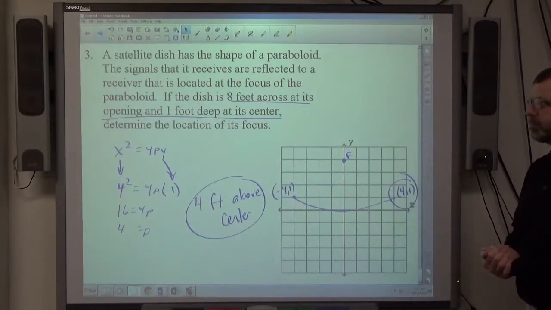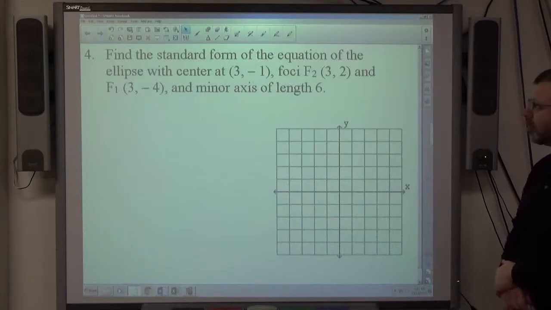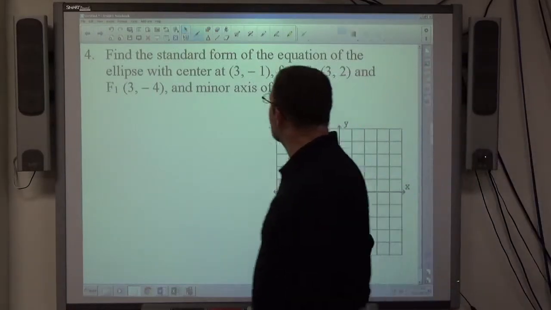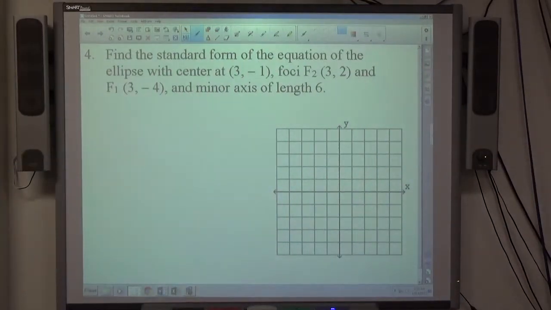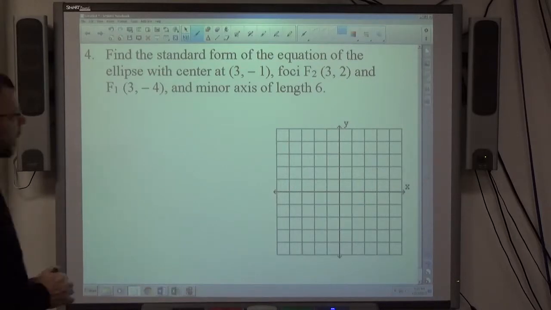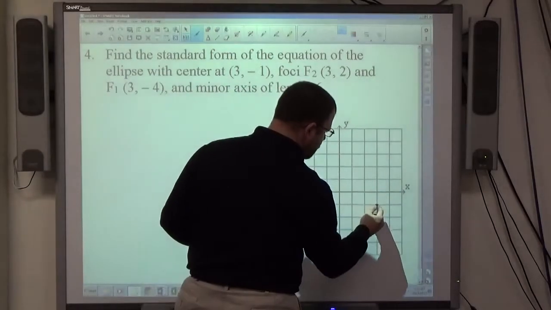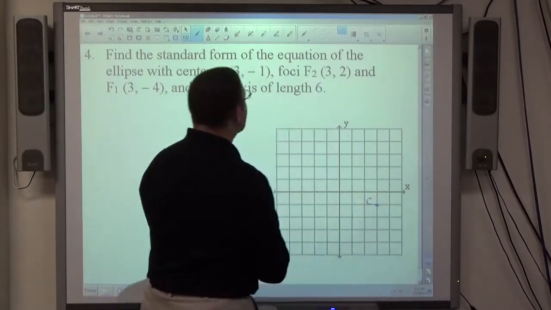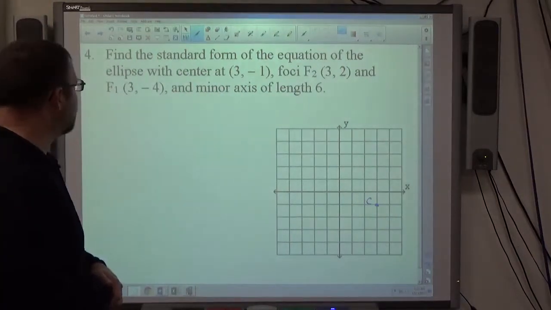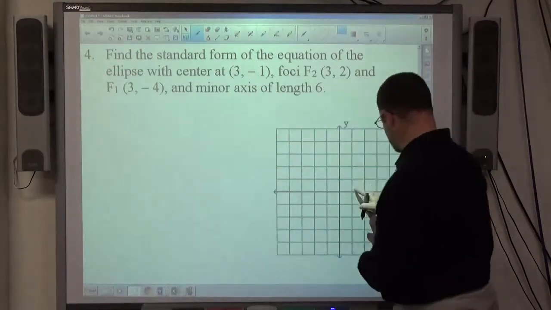And that's all the parabola problems. Moving on to ellipse problems. Find the standard form of the equation of the ellipse with center at 3, -1, and focal points of 3, 2, and 3, -4.